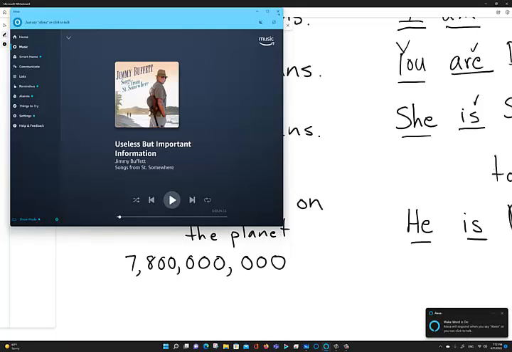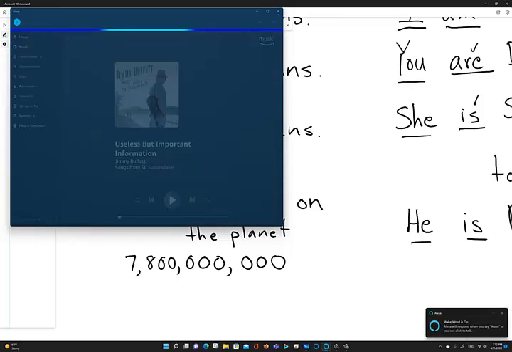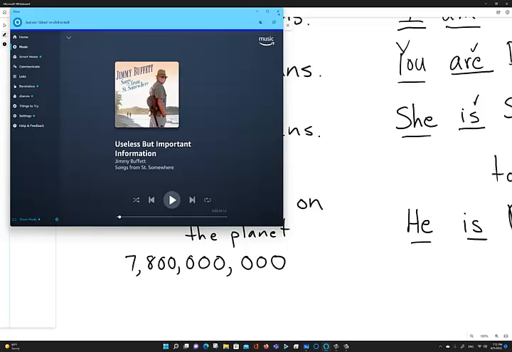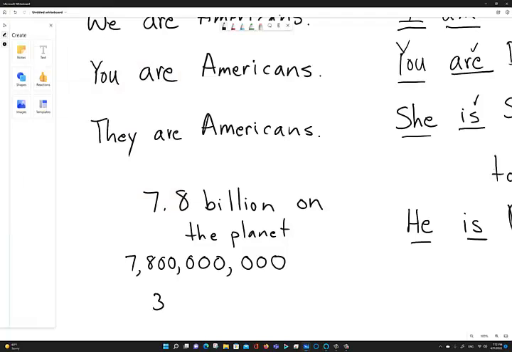So, Alexa, what is the population of the United States? According to the 2020 U.S. Census, the population of the United States is 331 million people, which is a 7.1% increase over the 2010 U.S. Census. Yes, there's 331 million Americans in the United States.